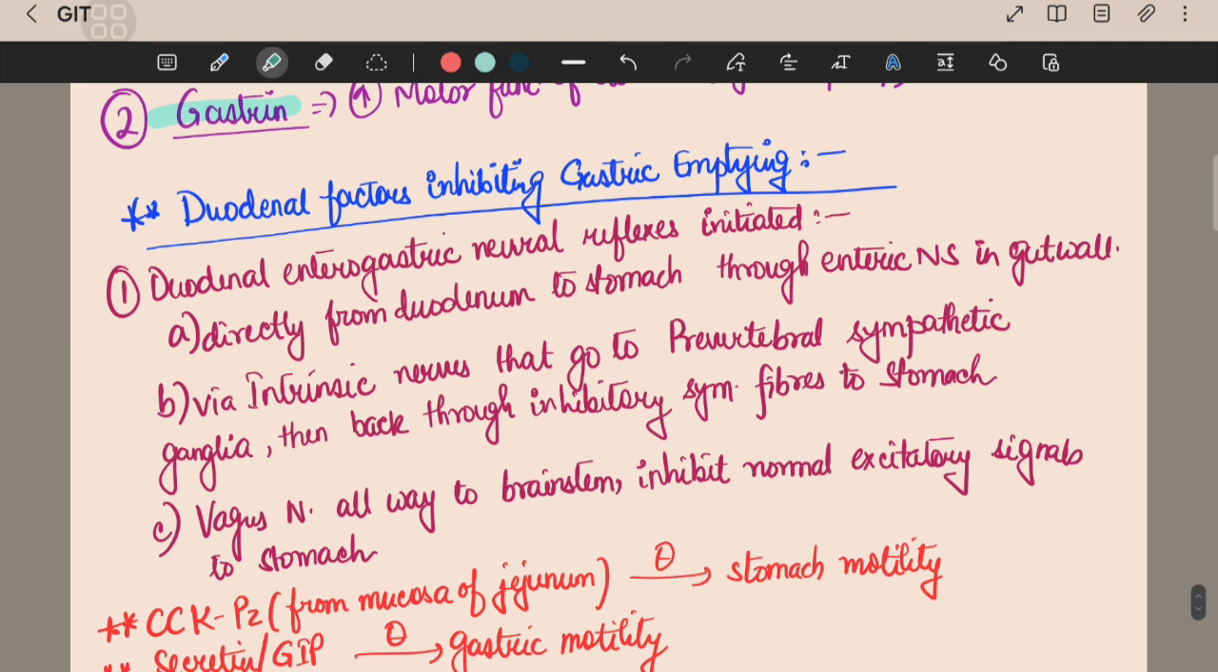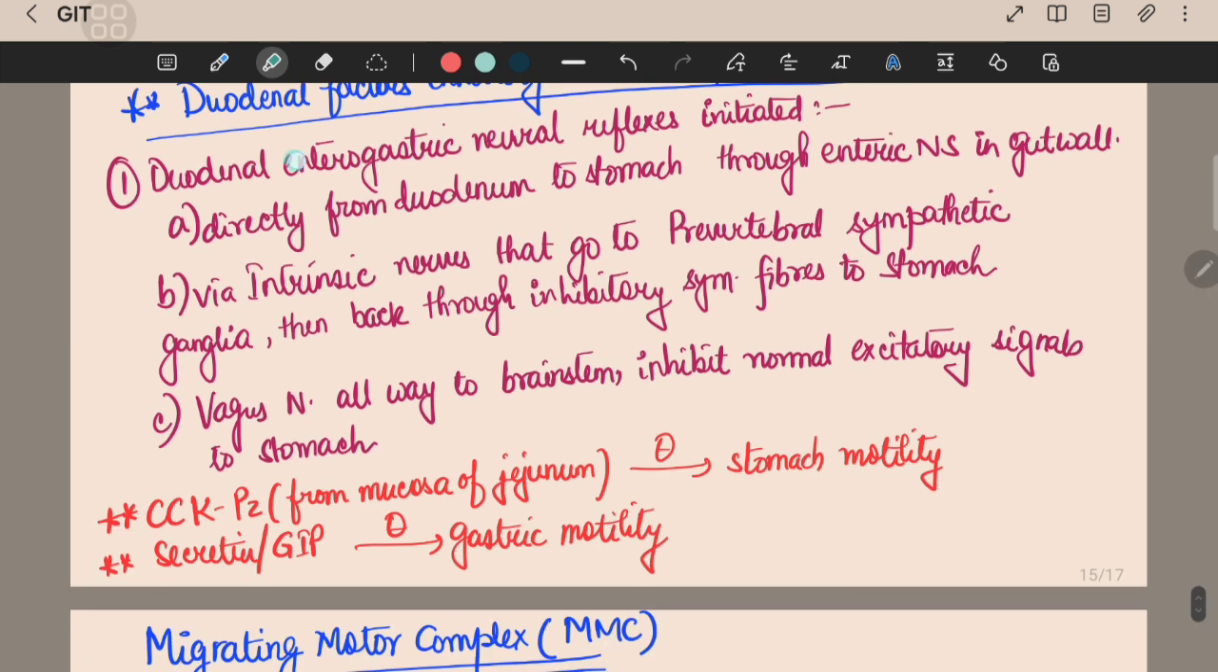Certain duodenal factors will inhibit gastric emptying, because when the food is coming to the duodenum, the duodenum needs to digest the food properly and further send it to the jejunum and the ileum. So you cannot send an extra amount of food or chyme. Basically that acidic paste is the chyme that is sent, so that will not happen. So duodenal factors will inhibit gastric emptying, like the enterogastric neural reflexes.